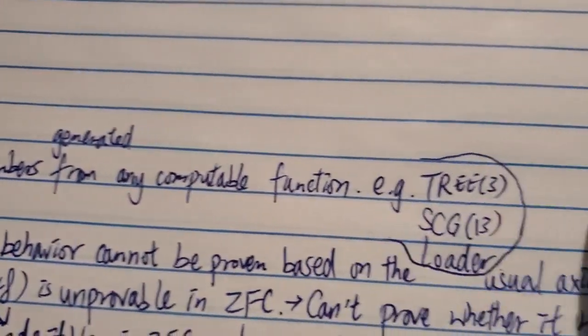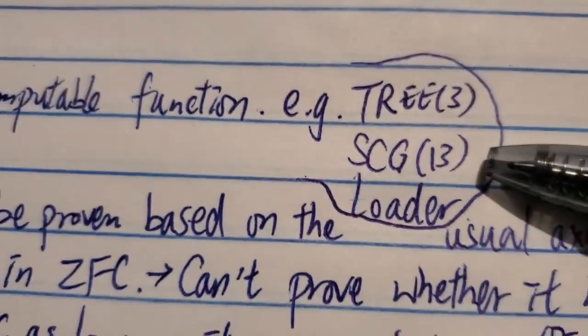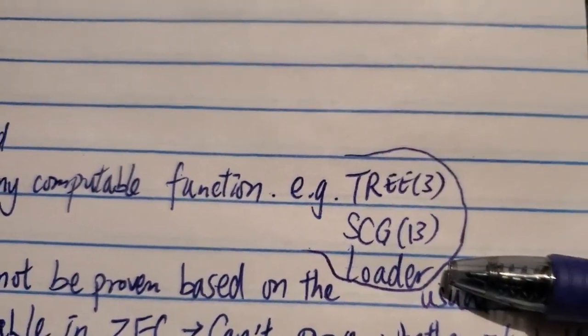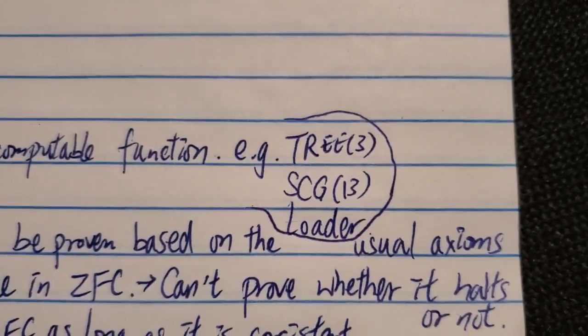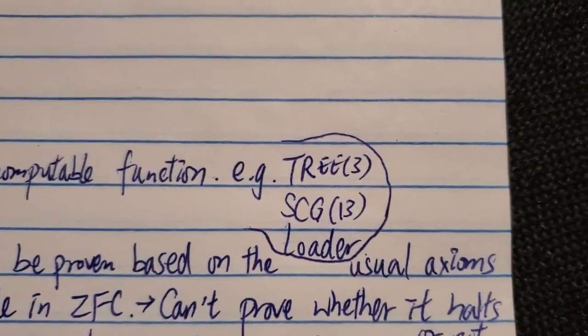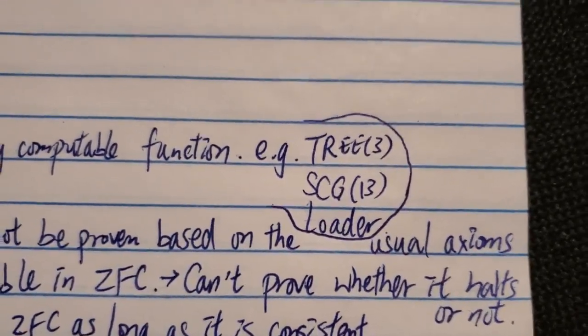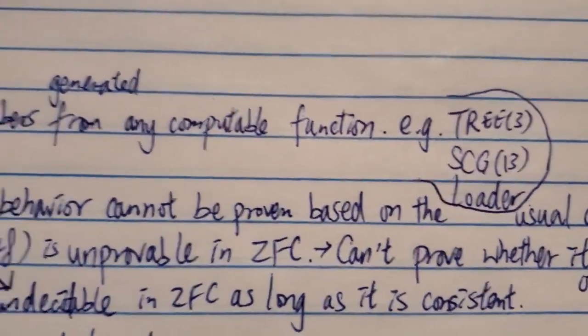BB748 is, in other words, much, much, much greater than TREE(3), SSCG(13), or even Loader's number, or any numbers generated, for example, from chain arrow notation, BEAF, or even TREE(TREE(3)), something like that.